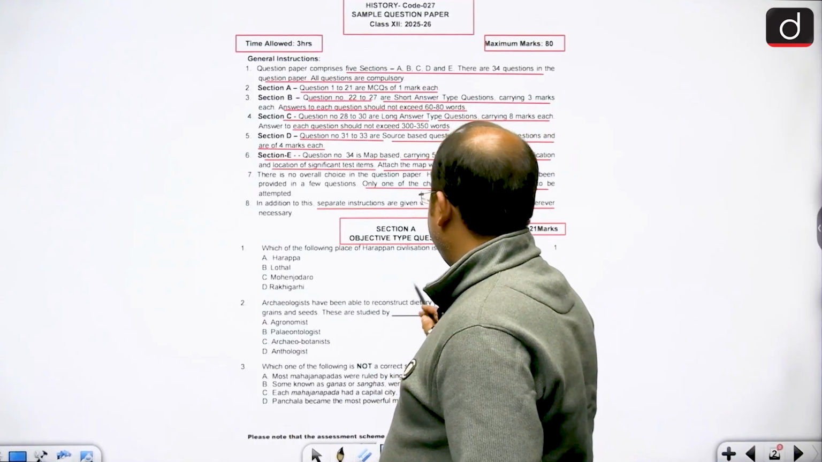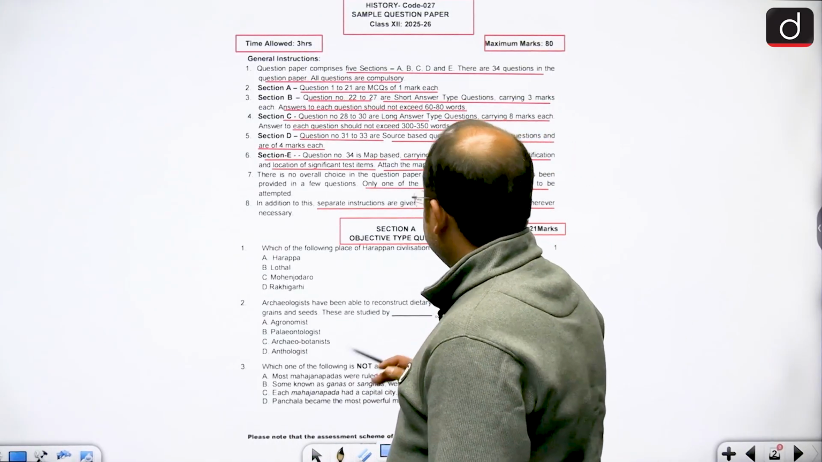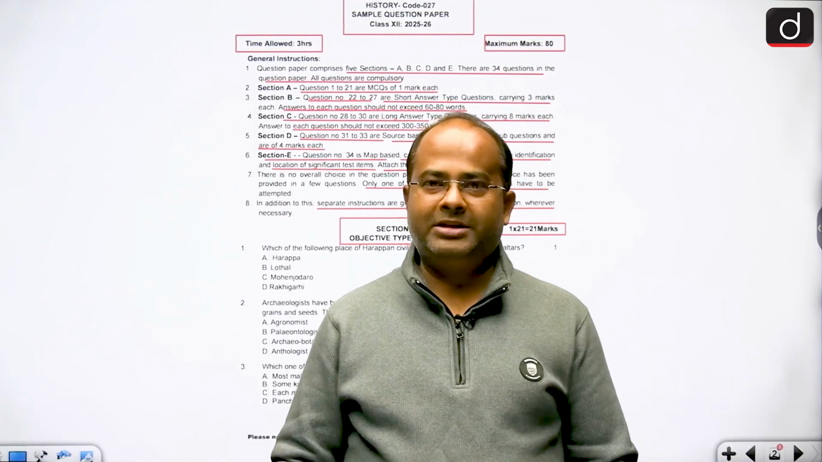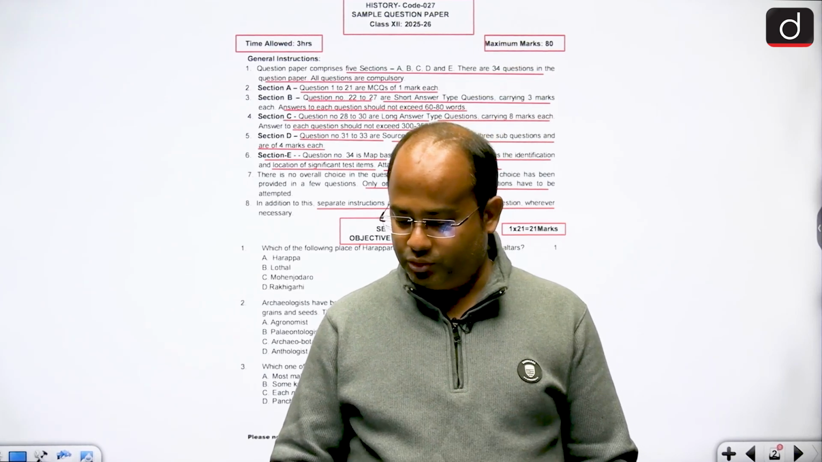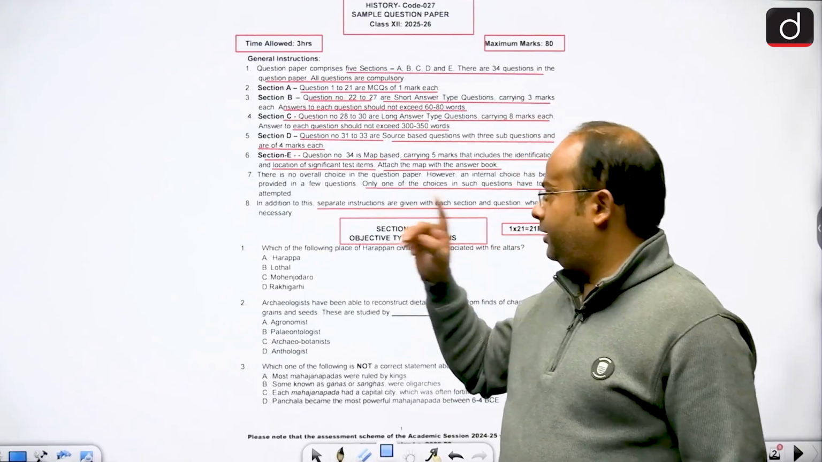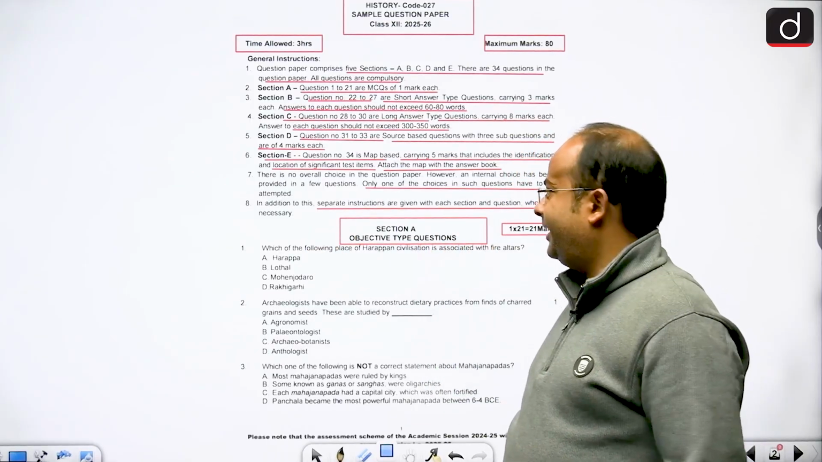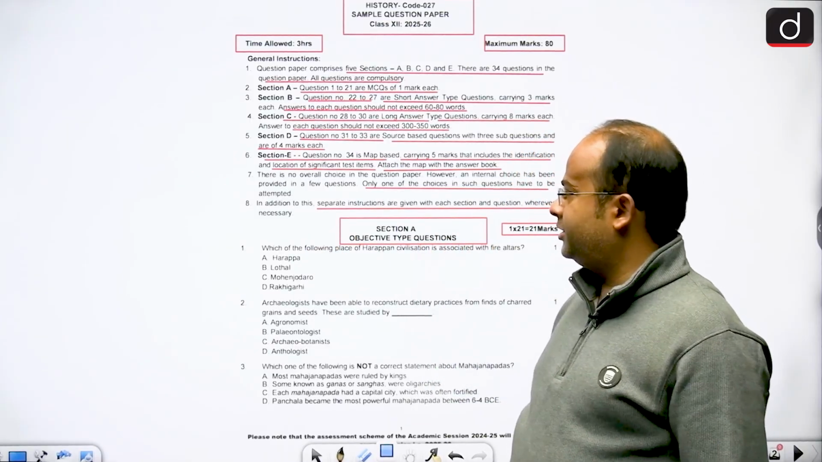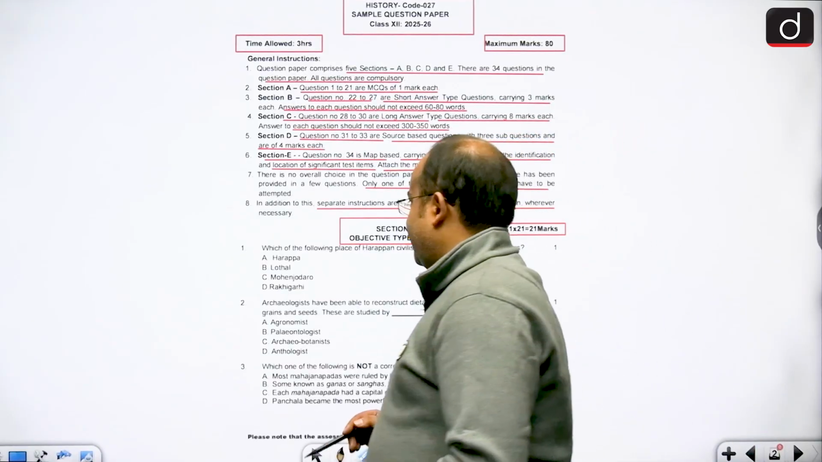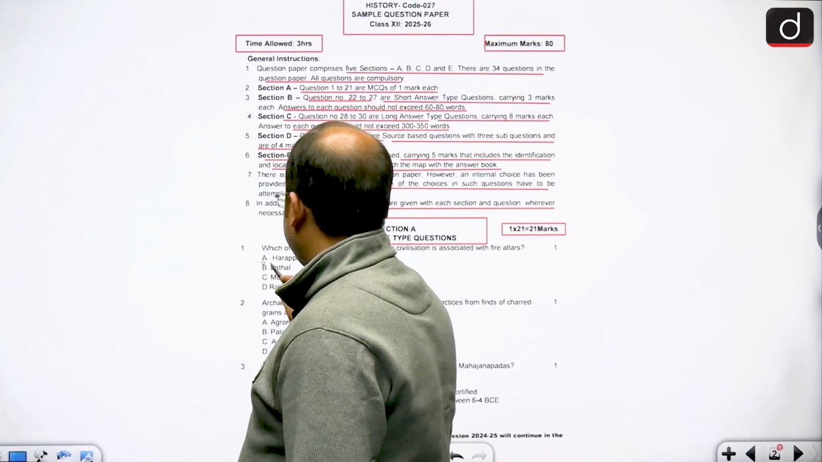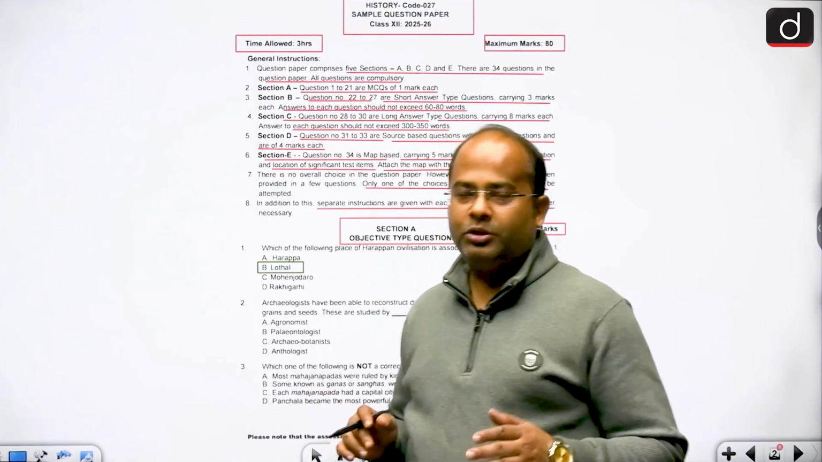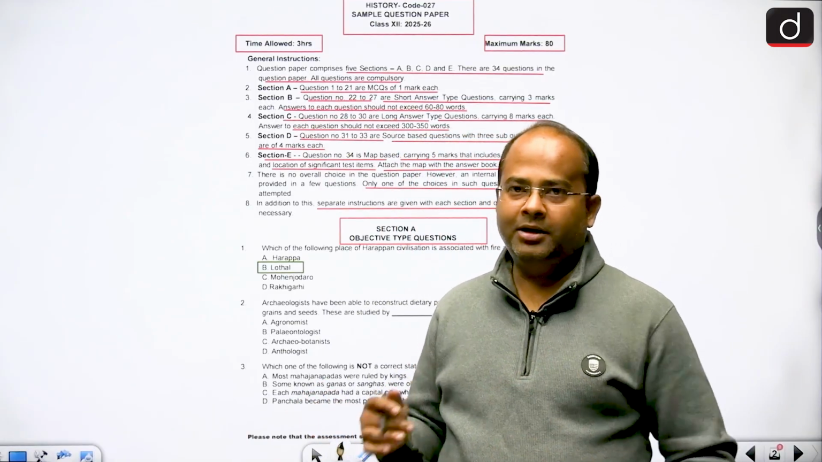The first question is: which of the following places of Harappan civilization is associated with fire altars? The options are: option A Harappa, option B Lothal, option C Mohenjo-daro, option D Rakhigarhi. Fire altars, my dear friends, are associated with Lothal. So the correct answer is Lothal, and you know that Lothal is a port city in Gujarat.